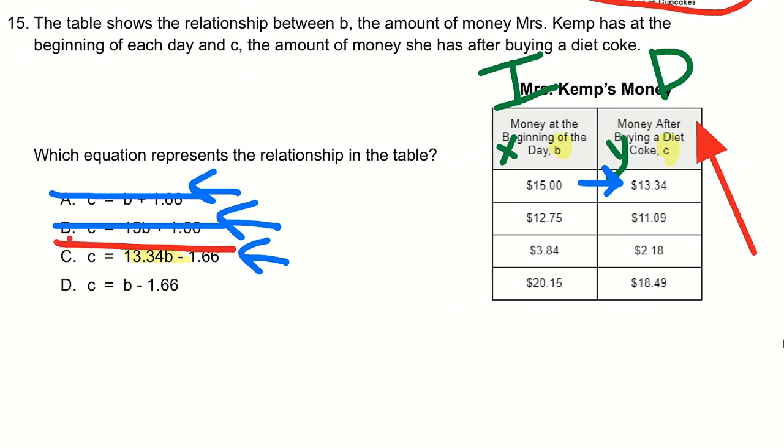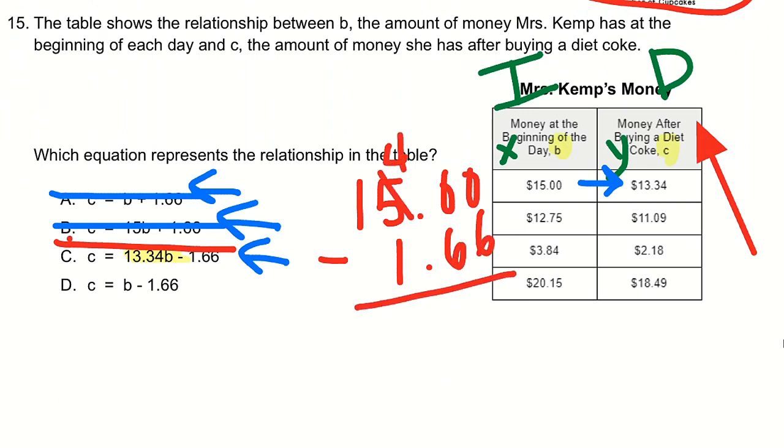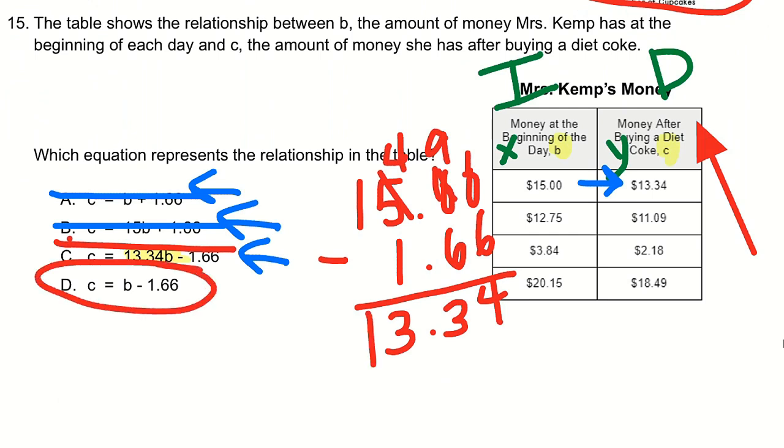Oh my gosh, so that just leaves me with D, but since I'm such a mathematician, I'm going to check it really quick. And I'm going to say $15 minus $1.66. I gotta regroup here. Okay, so 4 and 3 and 3. Oh, $13.34. It works. My answer is D. Woo-hoo. Halfway there, peeps. We're doing good.